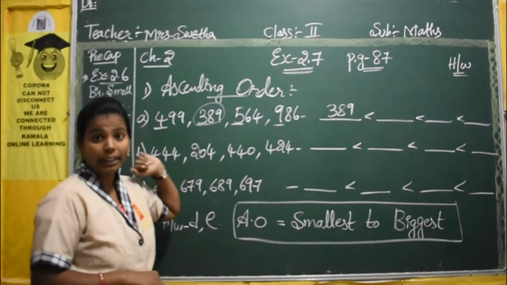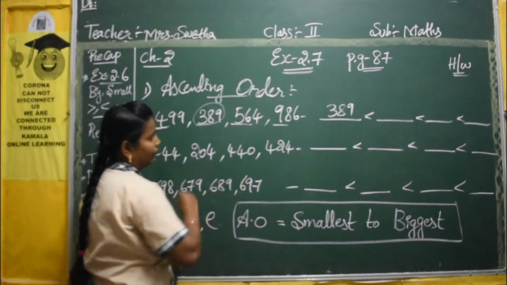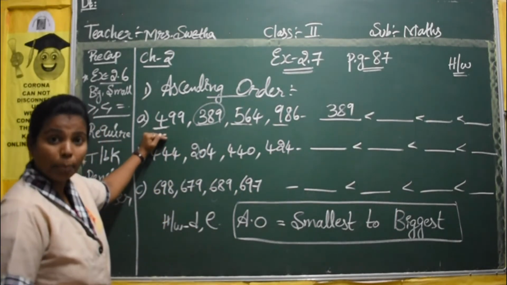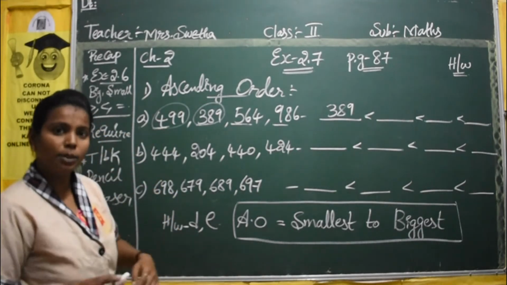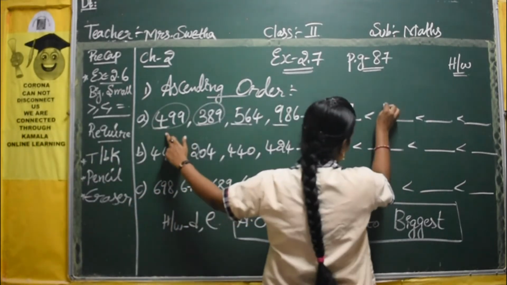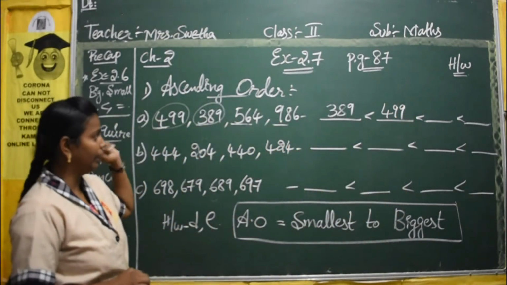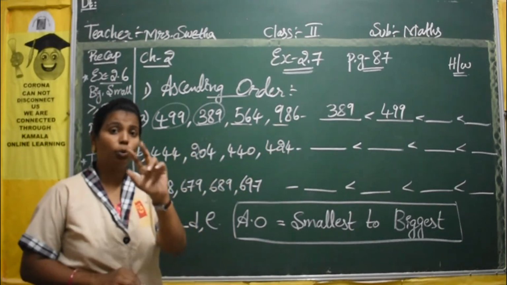Compare the other three sets of numbers. Now see here 4, 5, 9. From 4, 5, 9, which is the smallest one? It is number 4. So this complete number will become your next smallest number. What is the number? 499. Next, you are left with only 2 sets of numbers.